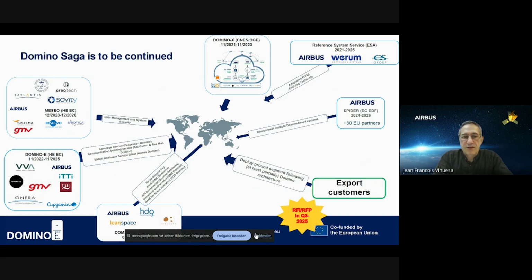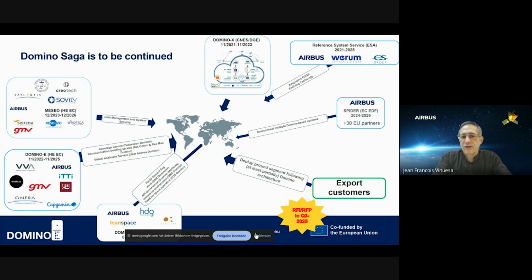On the right part, you have some collaborative projects on the Horizon Europe framework. So you have DominoE for sure, that we're looking at today, but you have also Meseo, that is led by GMV. And you have DominoE, that's led by us, and it's a GSTP with the European Space Agency. And also in terms of creative projects, we have Spider that is currently running. I think there are more than 30 organizations partnering. And actually Daniel is the project manager of the Spider proposal.